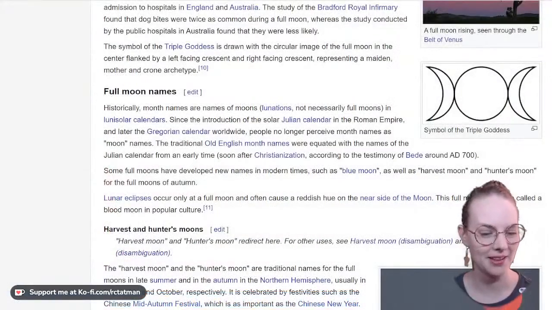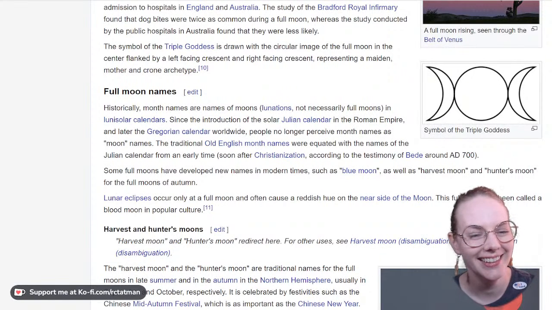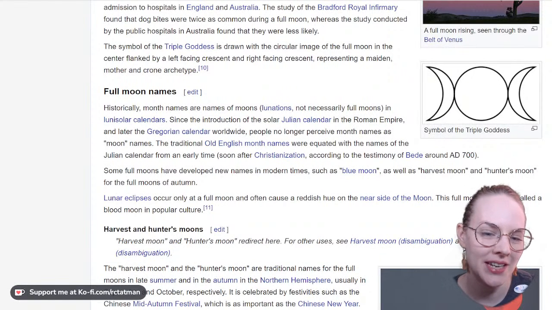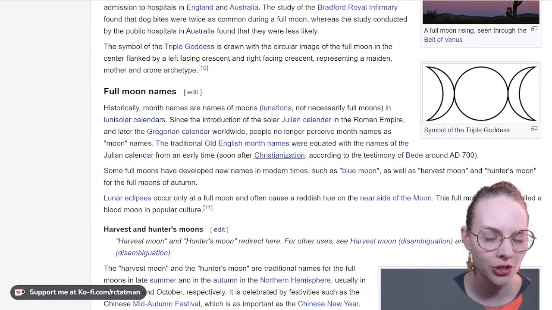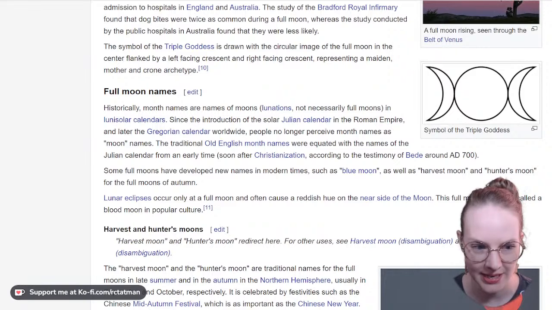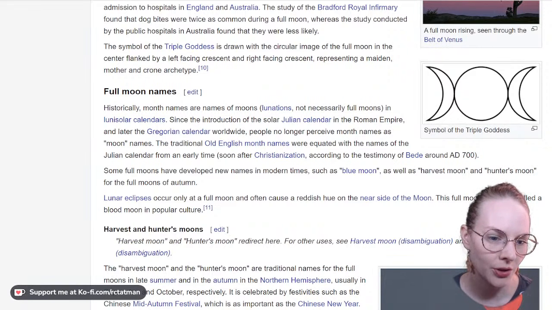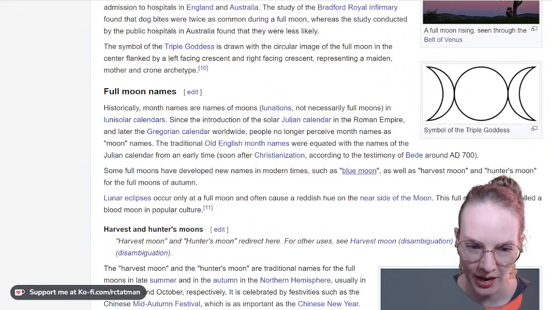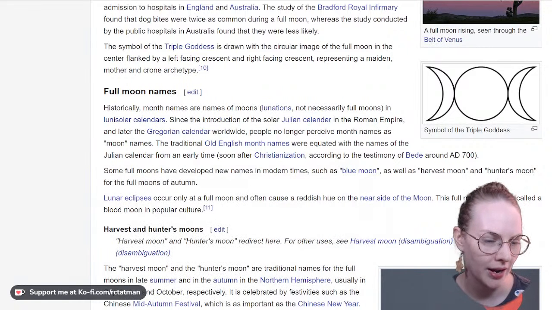Let's correct that really quick. Okay, moving on. People no longer perceive month names as moon names. The traditional Old English month names were equated with the names of the Julian calendar from an early time. Some full moons have also developed new names in modern times, such as blue moon, harvest moon, and hunter's moon for the full moons of autumn.